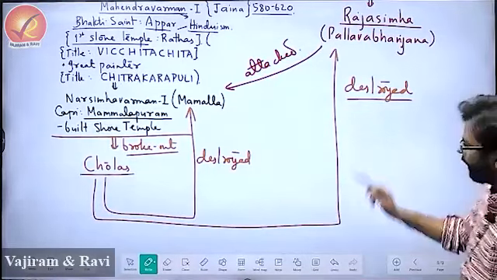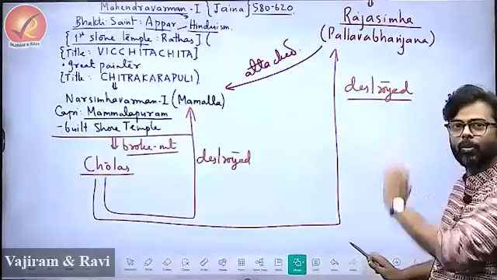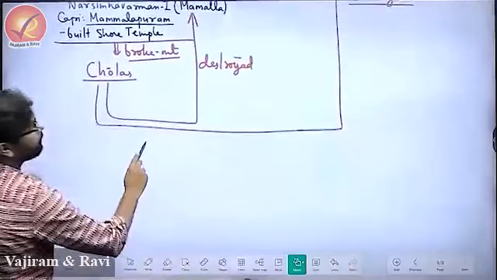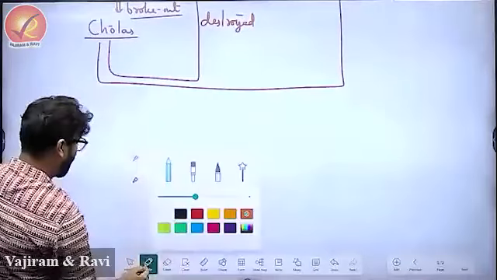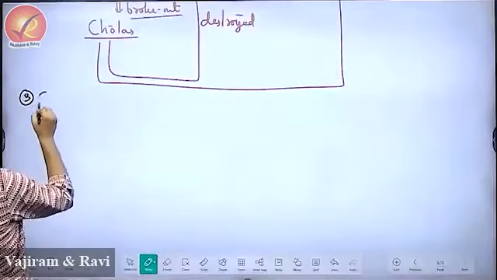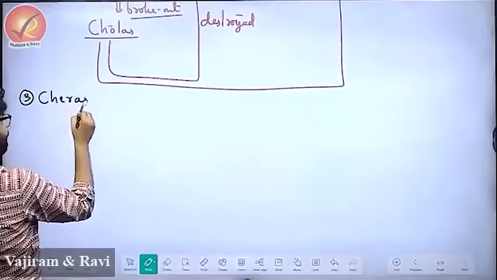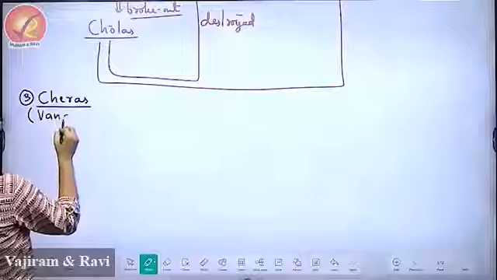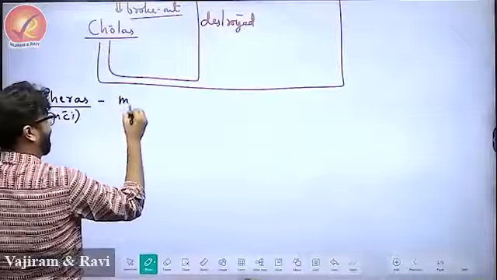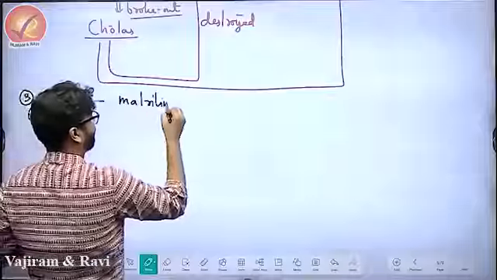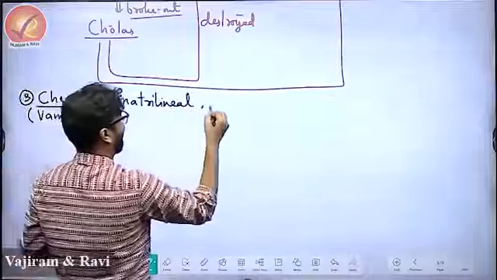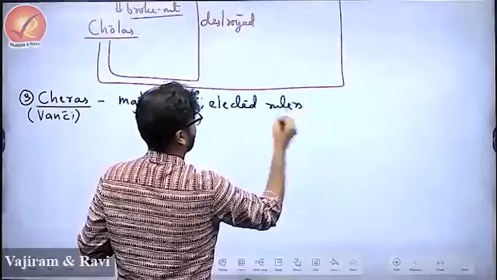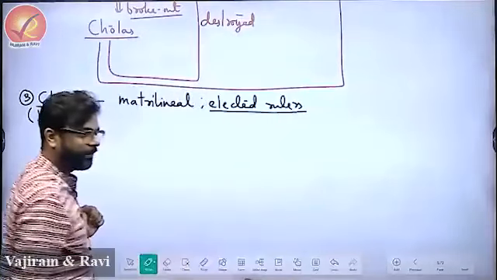So the Cholas destroyed these two. So 1 and 2 is done. Now we come to 3. The third are the Cheras. Their capital was Vanchi. They were a matrilineal society, a matrilineal kingdom, and they elected their rulers.